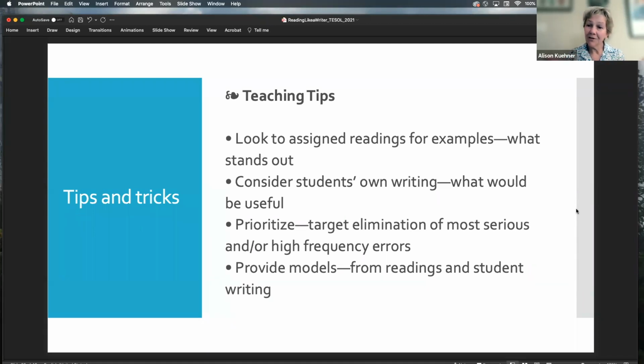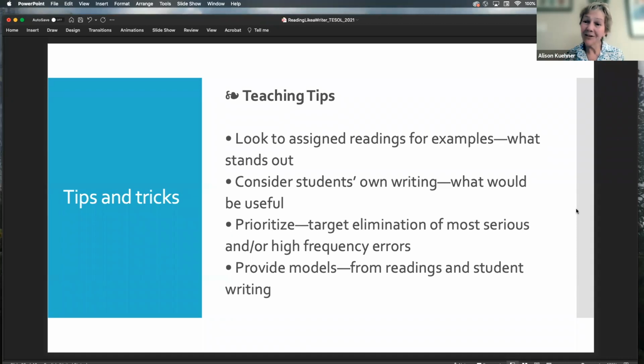And so if you want to do this, I think we've sort of gone over this, but you would obviously look at the assigned readings for examples that stand out, as we just did on that Google Doc. You'd want to think about your students' own writing, what would be most useful for them. Where are they as writers? Where do you want them to be? If there's errors in their writing too, maybe you can think of examples that are going to help them solve those errors by giving them examples of ways to write that are more correct and forceful and error-free.